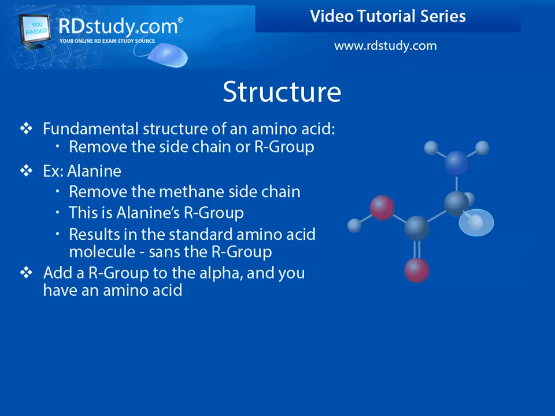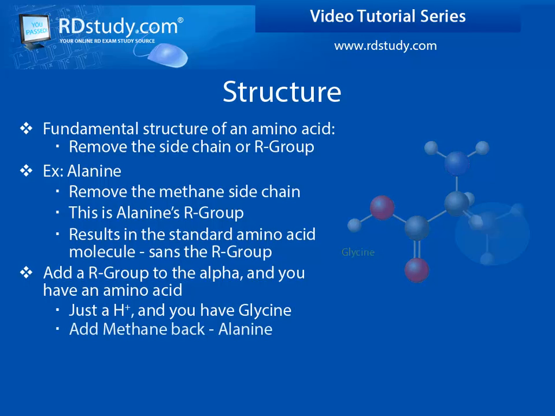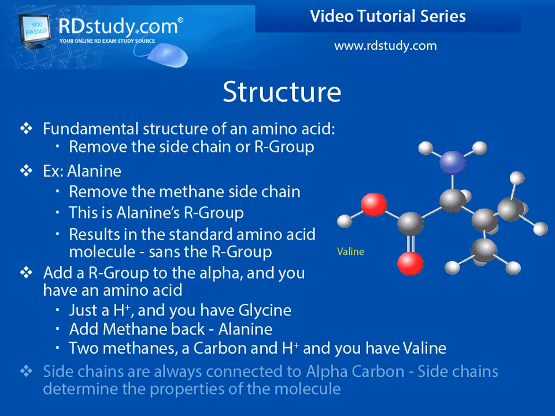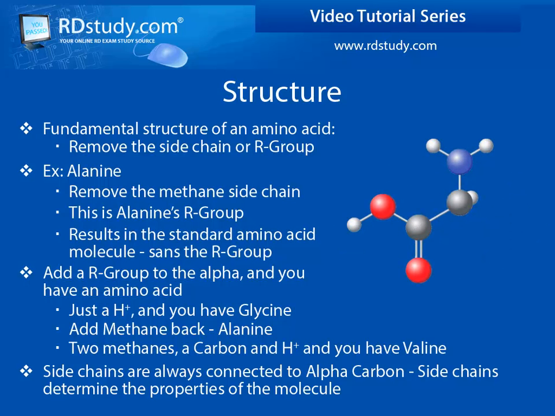If we were to add a simple hydrogen to the alpha carbon as the side chain, then we would have the smallest amino acid, glycine. Adding the methane back gives us alanine again. Or if we added two methane molecules as well as another carbon and hydrogen, we would get valine. Notice how all of the additions are coming off of the alpha carbon. Once again, this is the primary structure, or the foundation, of all amino acids.